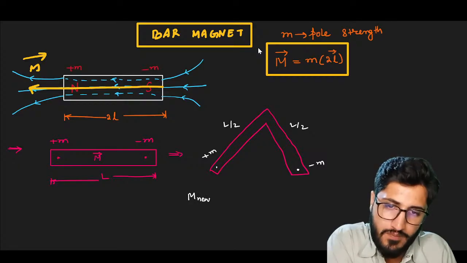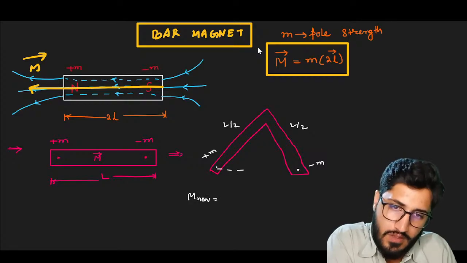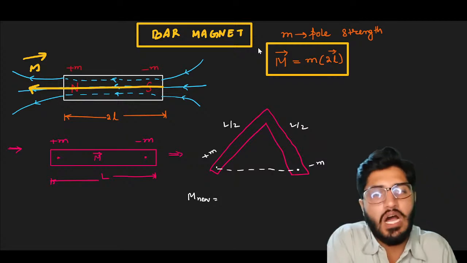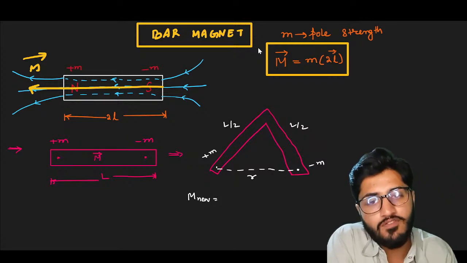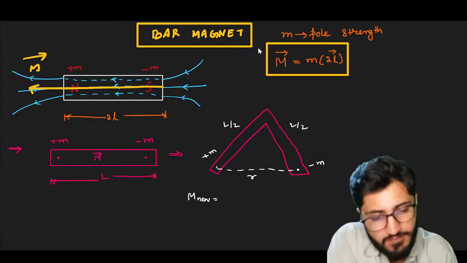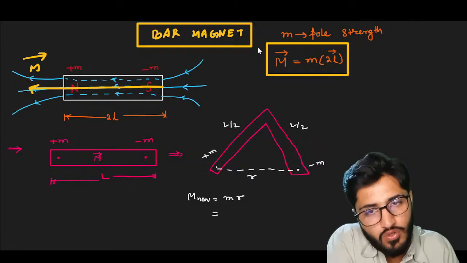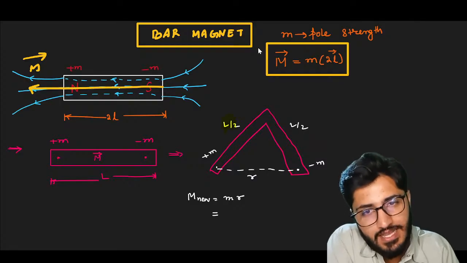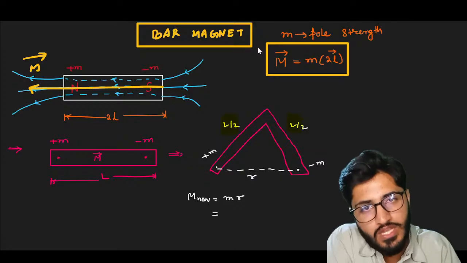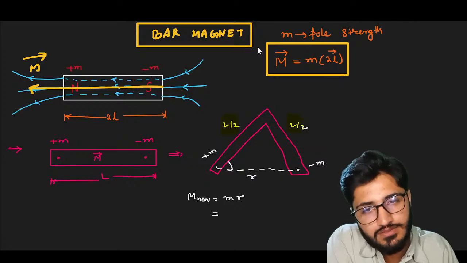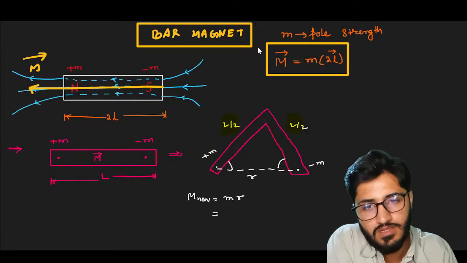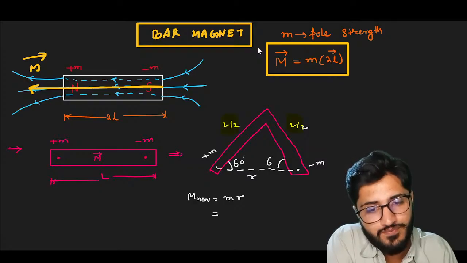New magnetic moment. Look, if this distance is something, let's call it R. So what will be the new magnetic moment? Sir, it will be M R. MR, no? But what is R? We don't know, no? Look, two equal sides: L by 2 is equal, L by 2 is equal. Two equal sides will have two equal angles. Two equal angles means 60, 60.